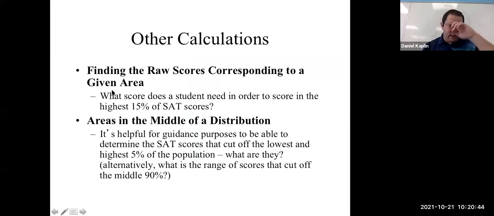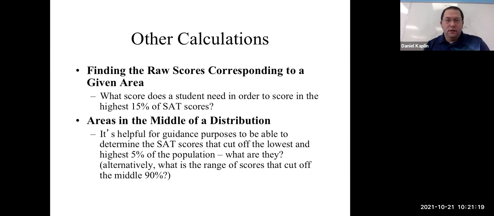So the last one, right, is when we talk about area in the middle of the distribution. So for this, you want to think of the highest and the lowest cutoff point, and then what's in the middle, right? So if I were to ask you, what are the cutoff scores for the highest 5% and the lowest 5% of the distribution? Same rules apply. We're going to plot that, right? So I'm going to show you how to do that in a minute.